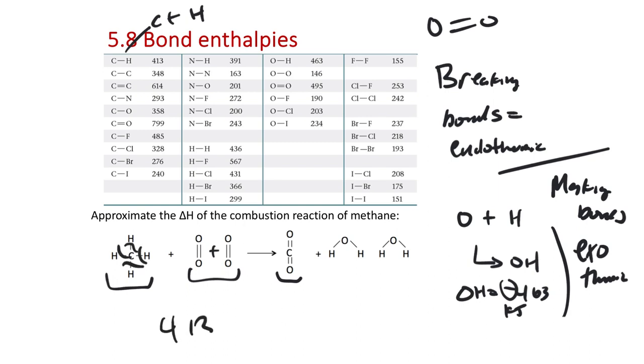Well, that would be 413 kJs per mole, and there are 4 moles of that bond that we have to break, because there are 4 CH bonds. And then we have to break 2 of the O2 bonds, and that's 495 kJs per mole, times 2.